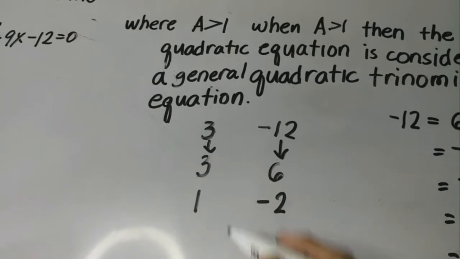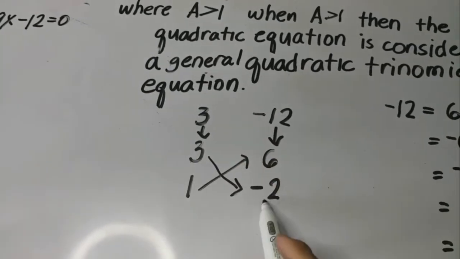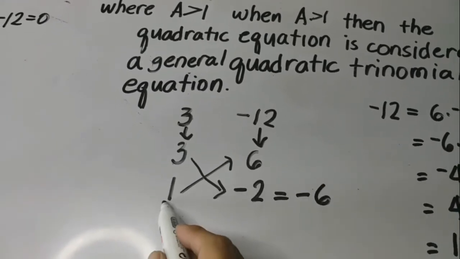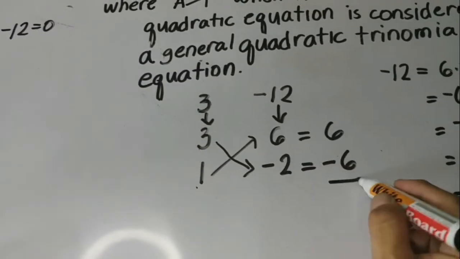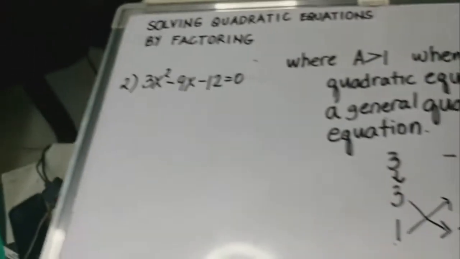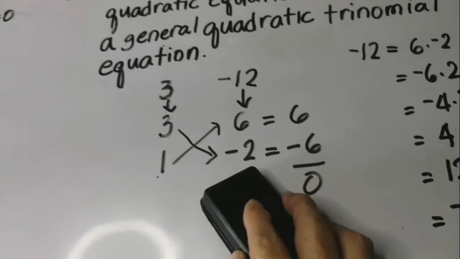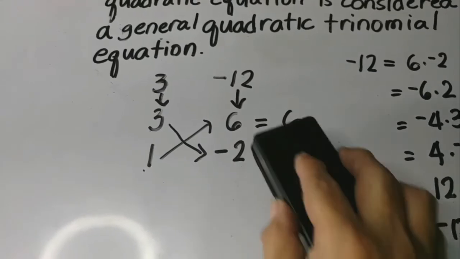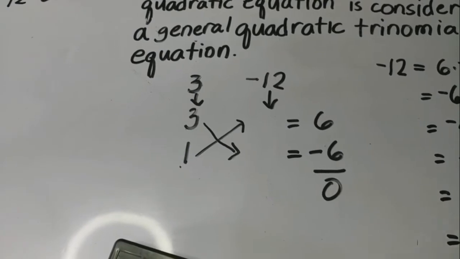Okay, after that, cross multiplying. 3 times negative 2 is negative 6. 1 times 6 is 6. 6 minus 6 is 0. 0 is different from negative 9. So, these are not the exact factors. Since this is more of a trial and error, let's change the signs.